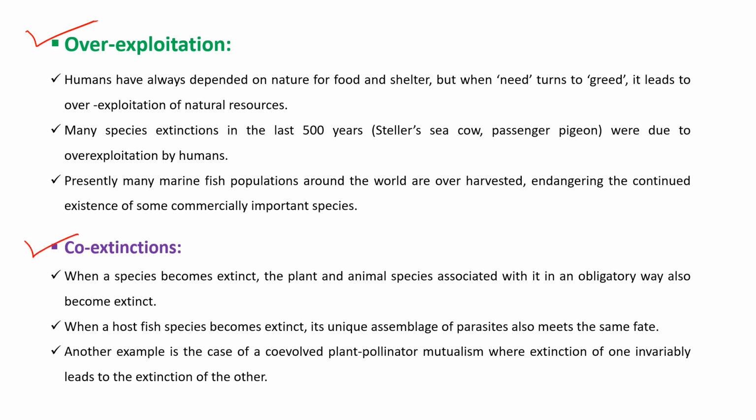Co-extinction. Okay, when a species becomes extinct, the plant and animal associated with it in an obligatory way also become extinct. Suppose two species are living together in symbiosis. In many cases, if one species dies or goes extinct, the other is also not able to survive there. So that is known as co-extinction.